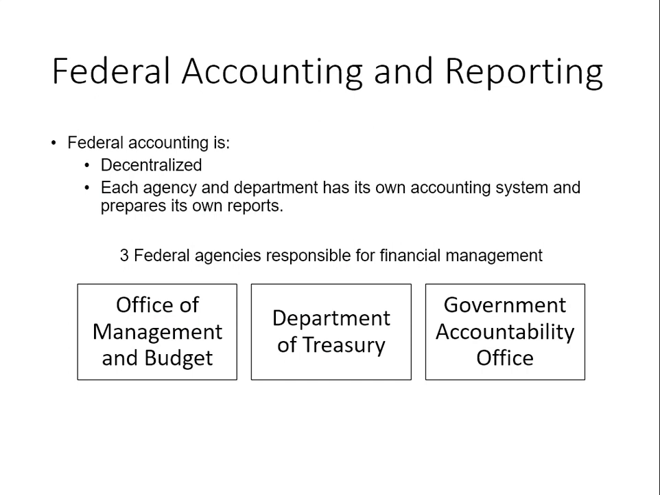Federal accounting is decentralized. We have hundreds of agencies. Each agency and department has its own accounting system and prepares its own reports. Eventually, it is consolidated into the U.S. federal government's financial statement. Three federal agencies are responsible for the federal government's financial management. We have the Office of Management and Budget, OMB, the Department of Treasury, and then the Government Accountability Office, GAO. So I'm going to talk about them one by one.